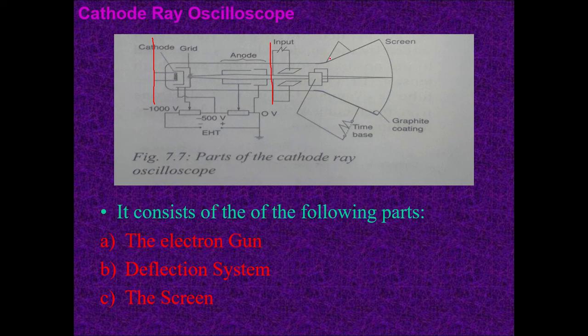We also have the deflection system, this part. So part number two is the deflection system. Part number one is basically the electron gun. And then part number three, we have the screen. So those are the three main parts that we have. We are going to explain each and every one of them.